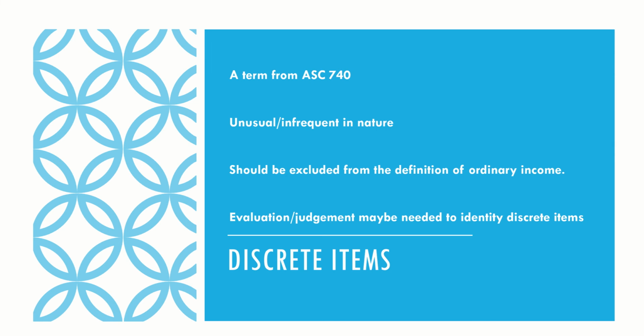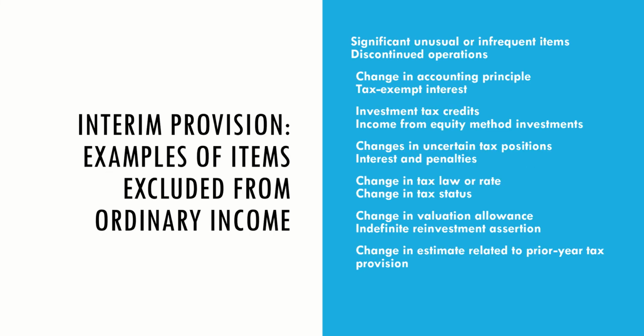In some cases, the standard is clear to exclude some items from ordinary income. In some other cases, judgment will be necessary to identify discrete items with certain instructions. The estimated annual ETR approach should only be used to record the tax effect of ordinary income for the period. Here is the list of possible items that need to be excluded from ordinary income.